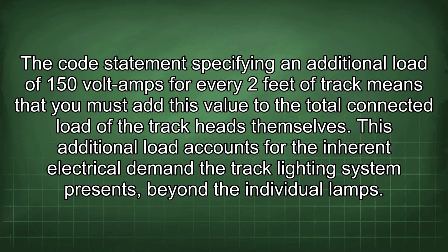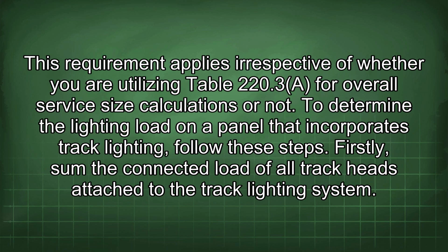The code statement specifying an additional load of 150 volt amps for every 2 feet of track means that you must add this value to the total connected load of the track heads themselves. This additional load accounts for the inherent electrical demand the track lighting system presents beyond the individual lamps. This requirement applies irrespective of whether you are utilizing Table 220.3 for overall service size calculations or not.